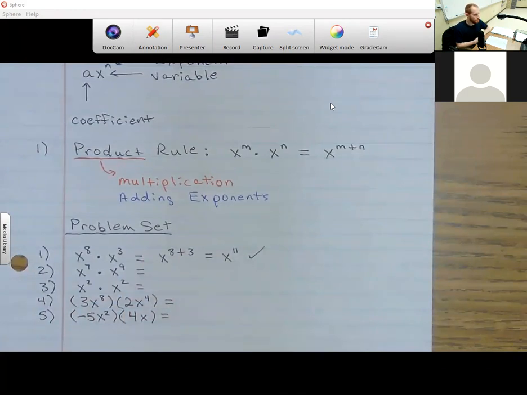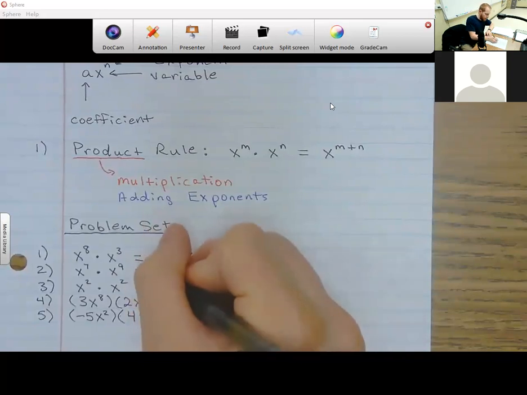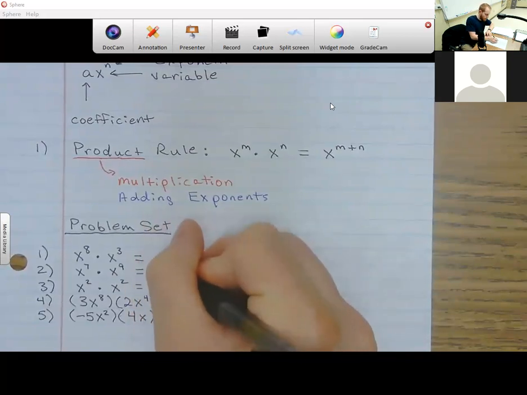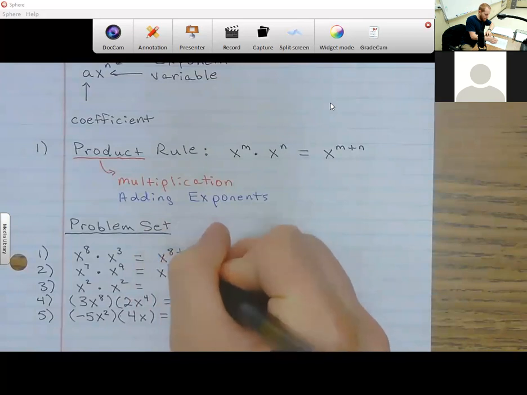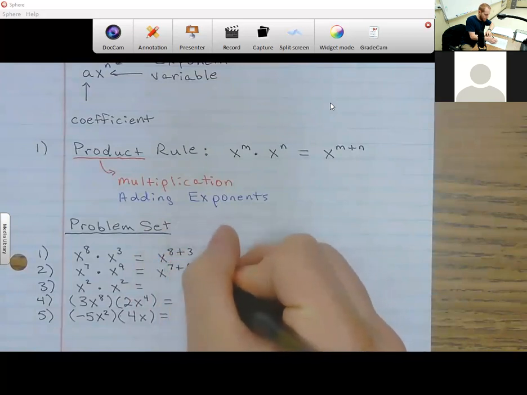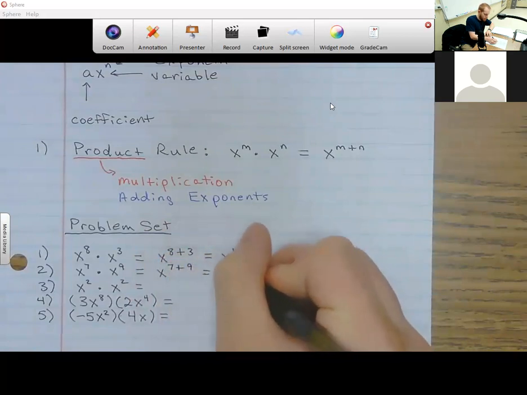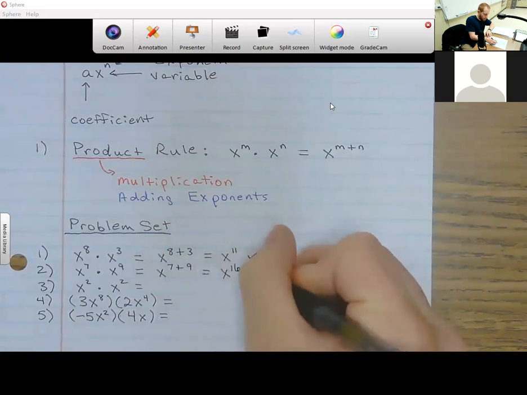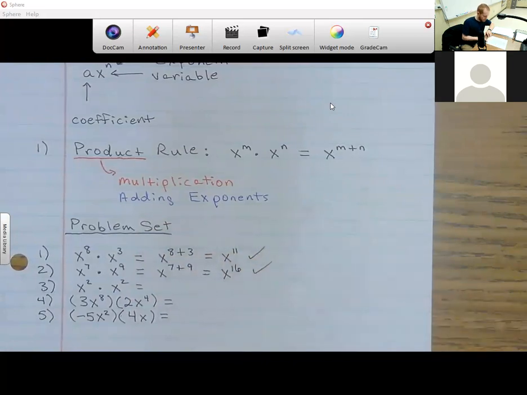Okay, so for number 2, we're going to be adding the exponents. So I'm actually going to have x, but I'm going to have it to the 7 plus 9 power. And we know that 7 plus 9 is 16. So you should get x to the 16th power, right?